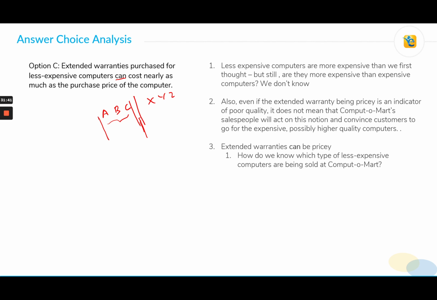So one thing you might have assumed is, hey, because extended warranties are adding so much to the cost, they cost nearly as much as the purchase price, they're kind of expensive. You might have assumed that this makes it more expensive than the advanced models, and as a result, I as a customer will end up purchasing the advanced model rather than this model. Think about it. If A, B and C along with their extended warranty is going to cost pretty much as XYZ, why will I buy A, B and C? I would rather buy XYZ. This might have been your thinking.